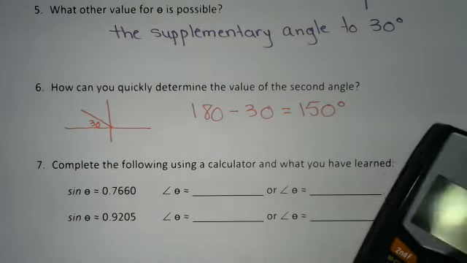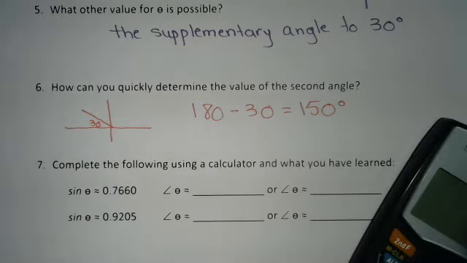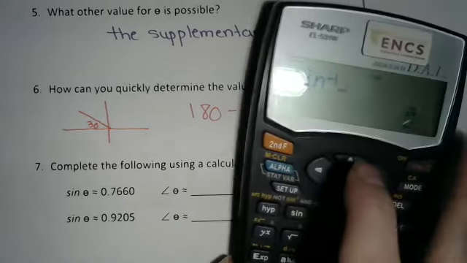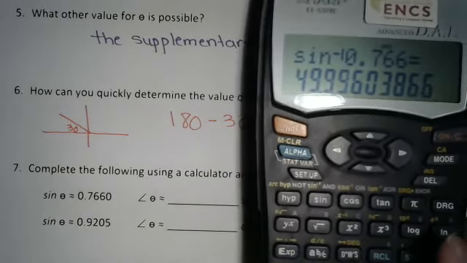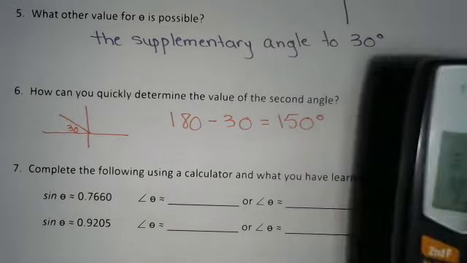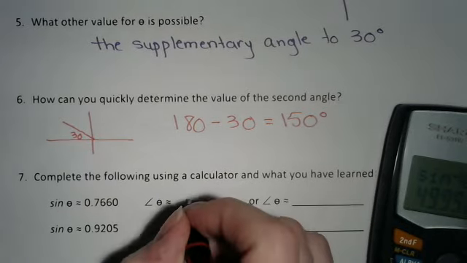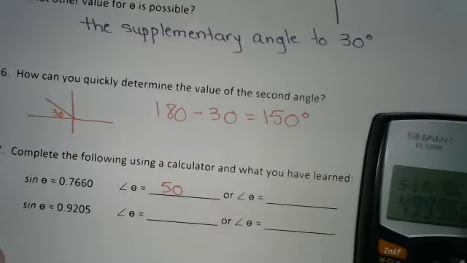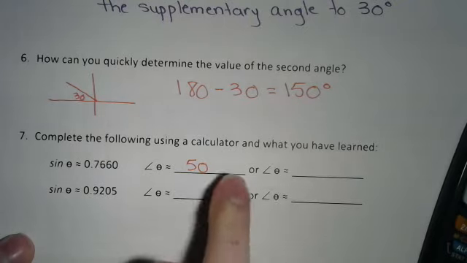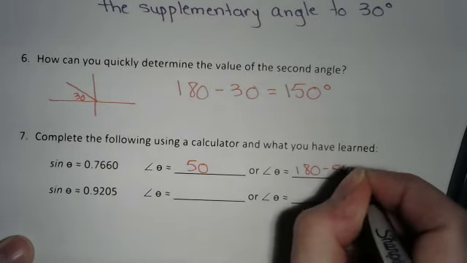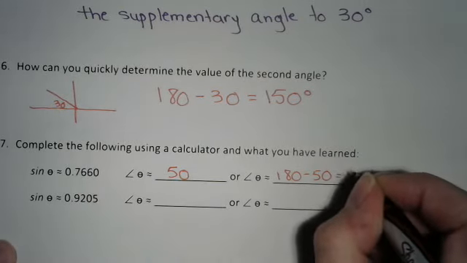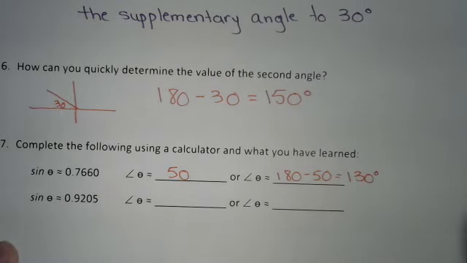So we're doing the inverse sine to find the angle. Inverse sine of 0.766 is equal to, sorry about the glare on my calculator, 49.99. So we'll just round that to 50. We're not too worried about being exact. That angle's 50. So the other angle that this could be is 180 minus 50, which equals 130 degrees.